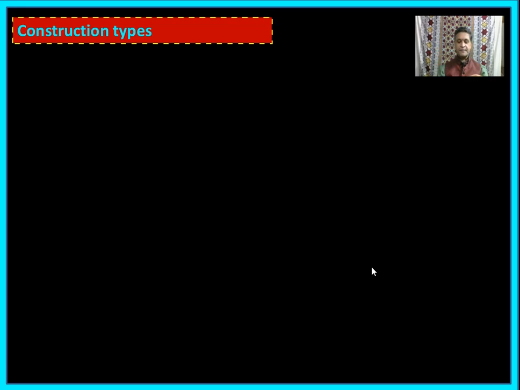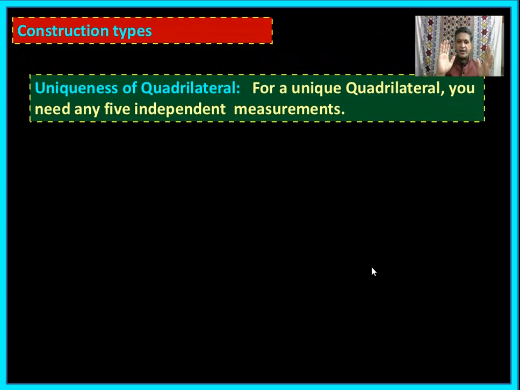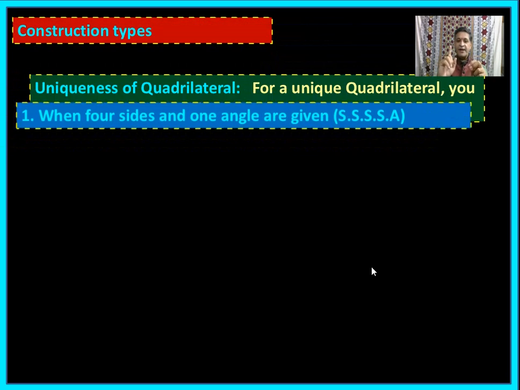Construction types. How many types of constructions are there? We need 5 measurements to construct a quadrilateral. For a unique quadrilateral, you need 5 independent measurements. Already we learnt this. What are the 5 measurements? We have 4 sides, 4 angles, 2 diagonals. What are the combinations? We just remember these combinations.